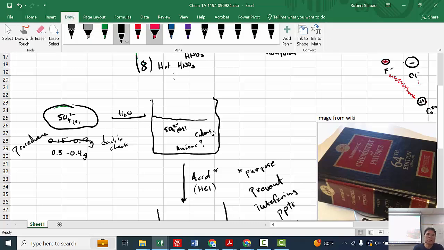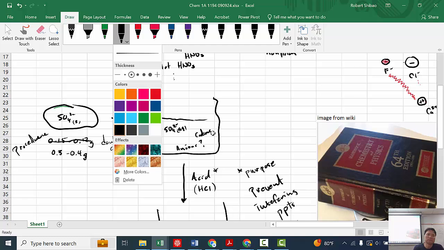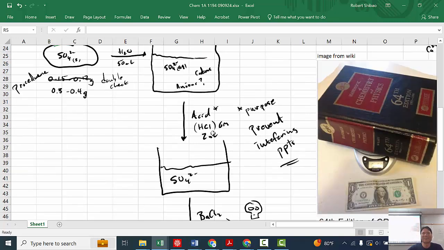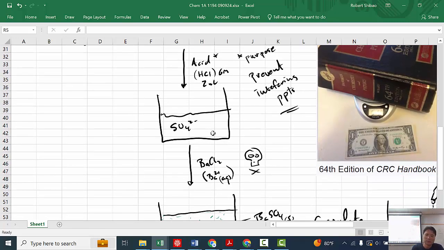And then what I do is I do the procedure out. How much water? How many milliliters of water did it say to add? 50 milliliters. 50 milliliters. And how much HCl? 2 milliliters of 6 molar. 2 milliliters of 6 molar. And then how much barium chloride? 10 milliliters of 0.25 mol. Yeah.